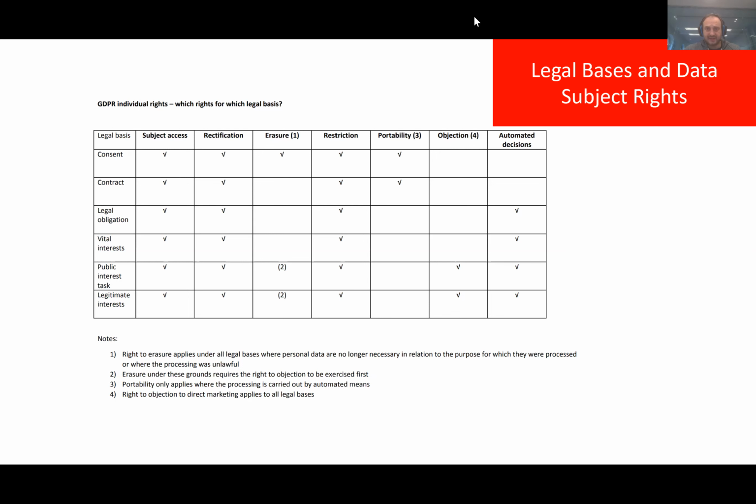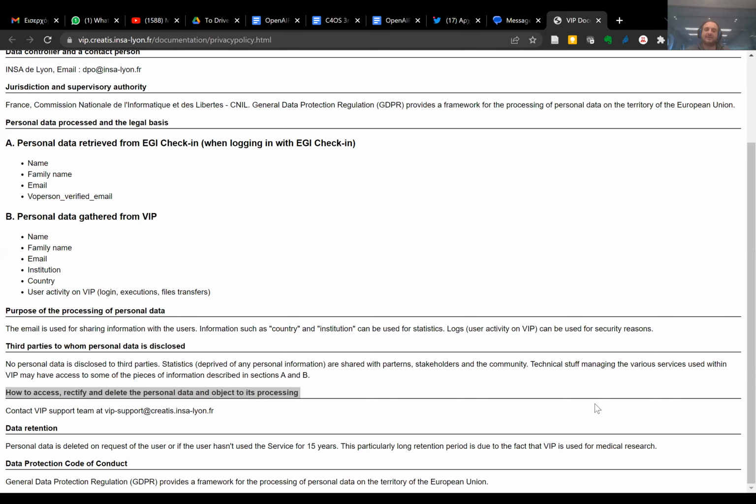What I'm trying to say is that I would like to see in the template, ideally, a more generic description of the kinds of rights that the data subject has. So it's not just access, rectification, deletion, and objection. It could be other types of rights which could potentially be exercised. But this is strictly related to the legal basis you choose.